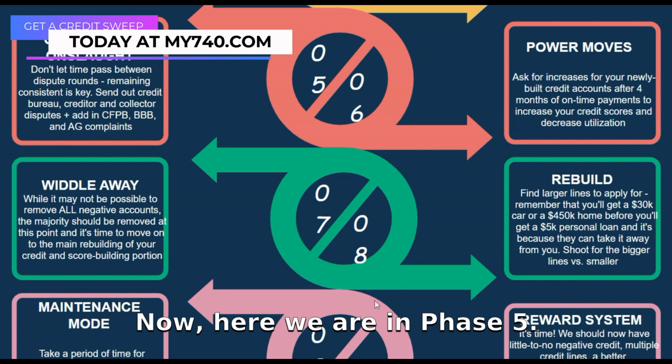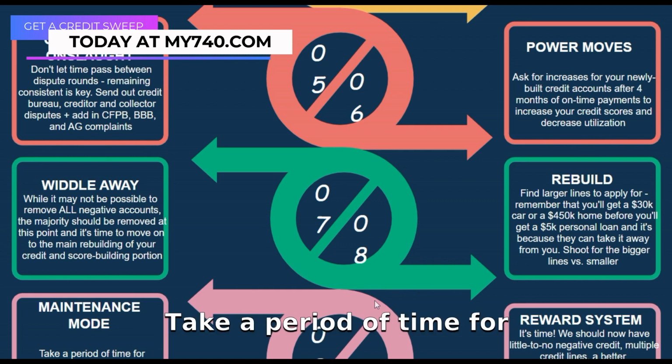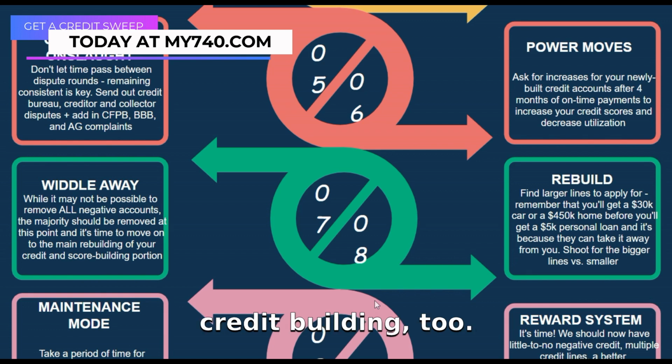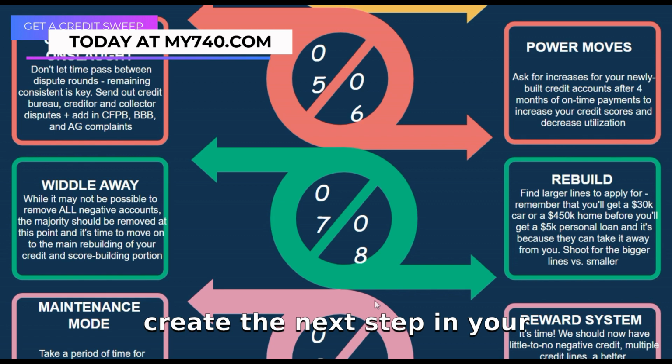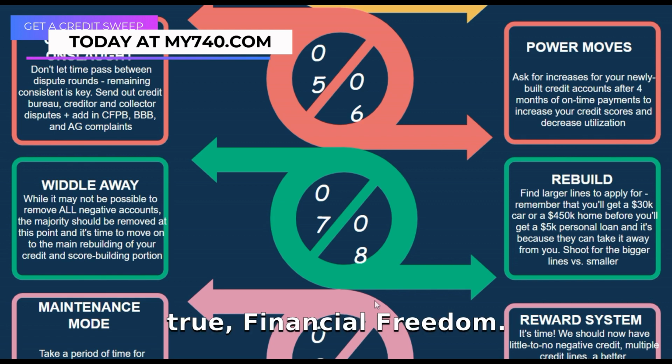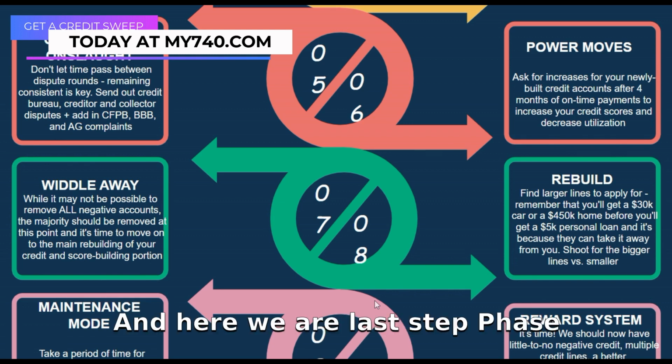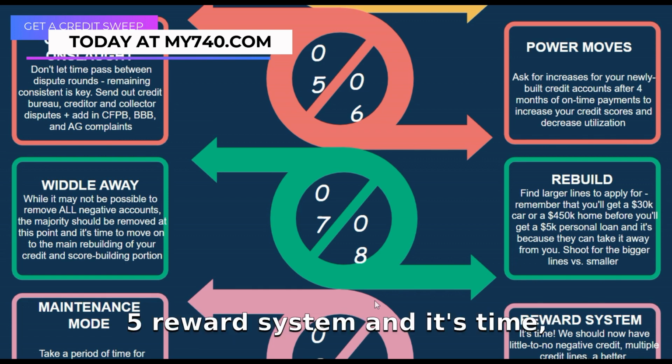Now, here we are in phase 5, okay? This is maintenance mode. Take a period of time for maintenance of your new credit. Building too quickly can hurt you, and this is a great time to create the next step in your action plan for experiencing true financial freedom. And here we are, last step, phase 5 reward system.